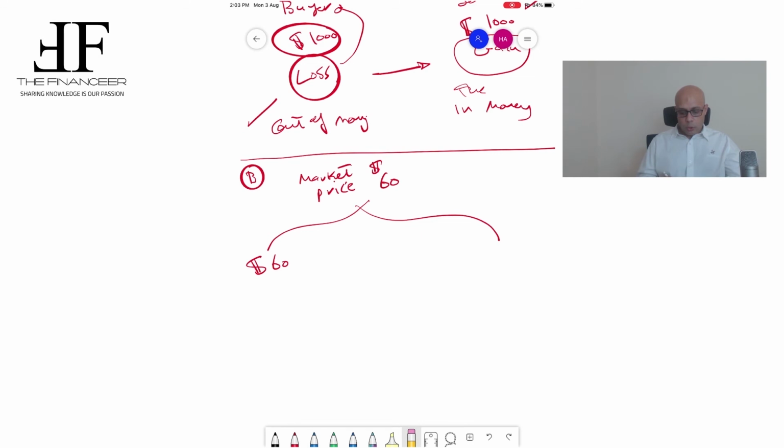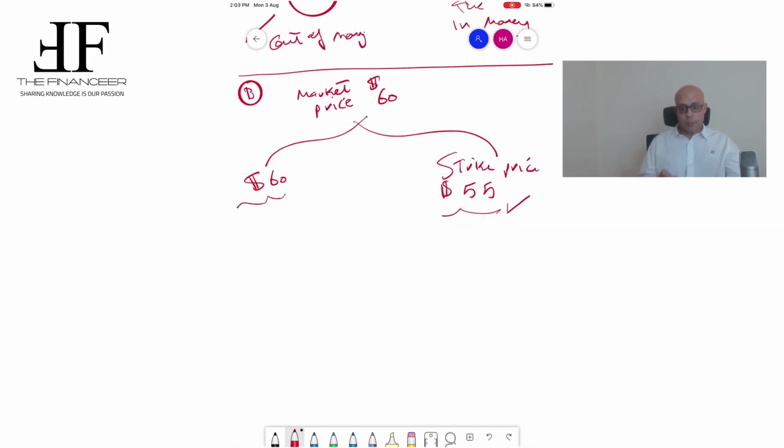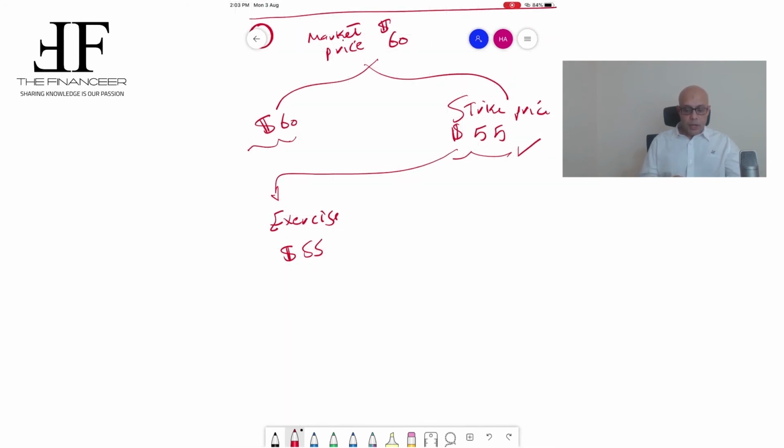which is $55. Which is more beneficial for you, paying $60 or paying $55? Definitely the answer is to pay $55 and acquire the share. So the buyer is going to take this decision. He is going to exercise the contract and pay $55 to acquire this stock.